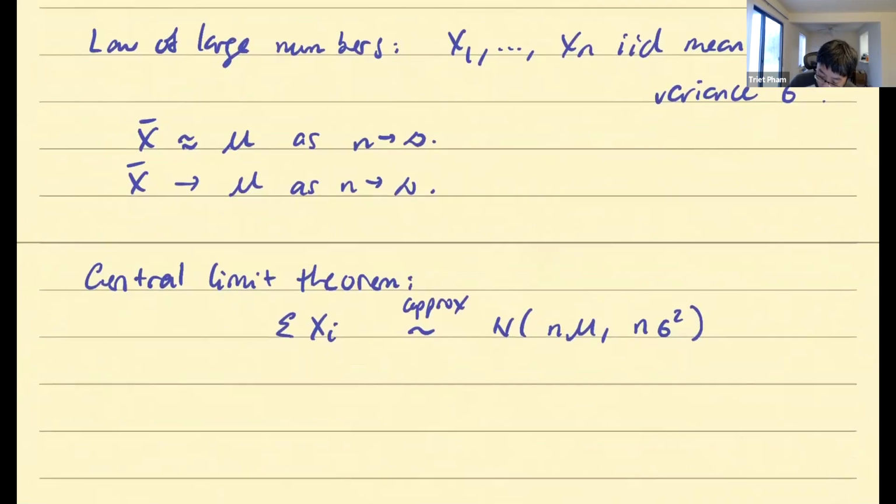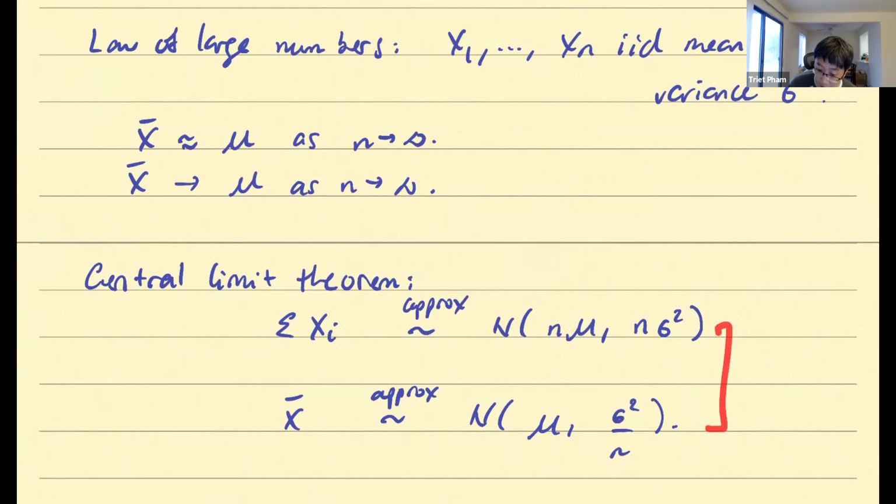And X bar approximately has normal distribution with mean mu and variance sigma square over n. Okay. So you do see that these two statements are the same, right? Because saying that the sum has this normal distribution is the same as saying that the X bar, which is the sum over n, has this distribution, because the normal is closed under scalar multiplication.